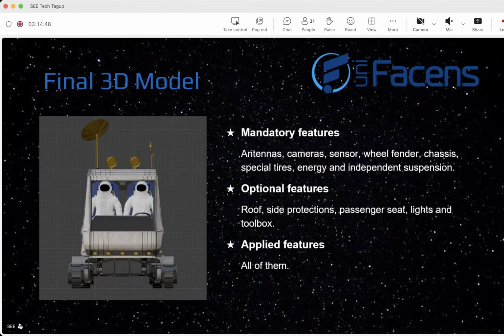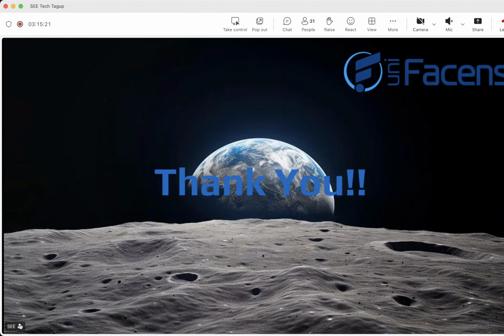So here we have our final 3D model, and to do that we analyzed previous rovers that NASA did, and we realized that some features are mandatory, and we also tracked a few optional features. We were able to apply all of the mandatory features and the optional features that are listed in this slide. And that's it. Thank you everyone for this.